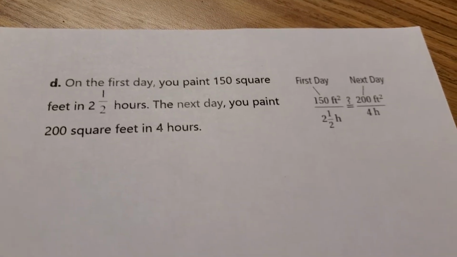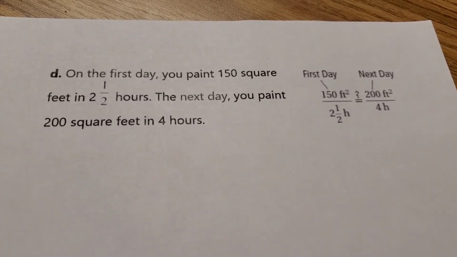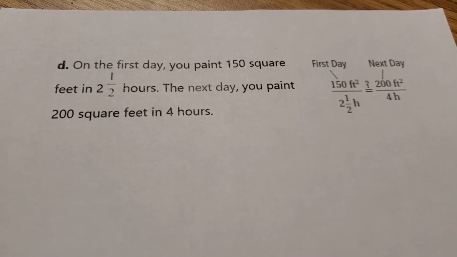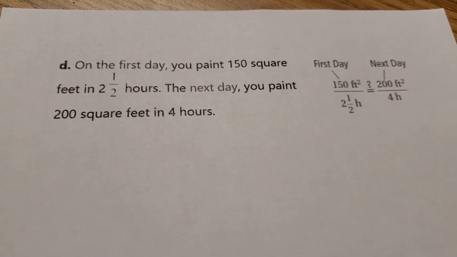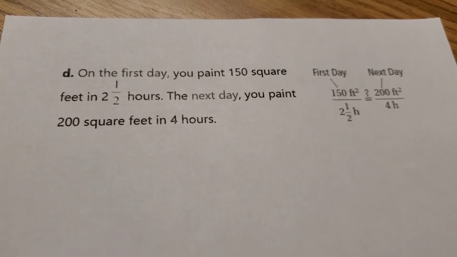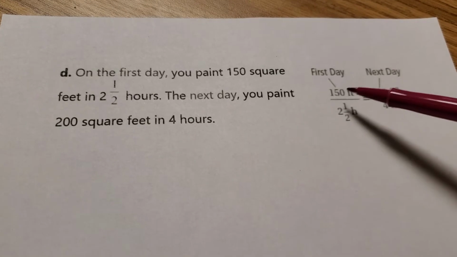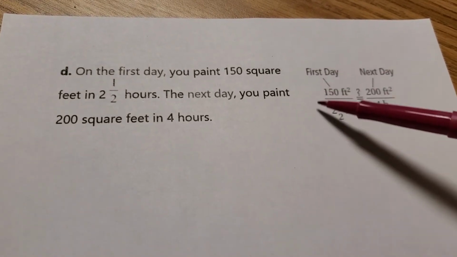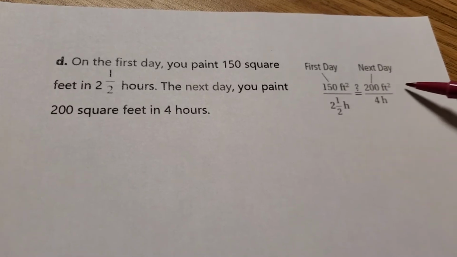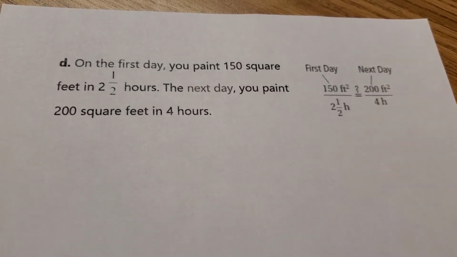Okay, for this video, we're going to be looking at the warm-up for today. It says on the first day, you paint 150 square feet in 2.5 hours. The next day, you paint 200 square feet in 4 hours. So we have the first day information here as a ratio or a rate. We have the same information for the second day. And we want to know if these two are equivalent.